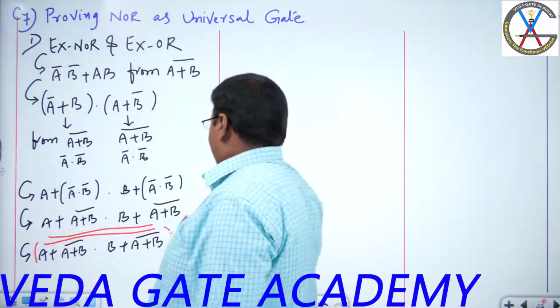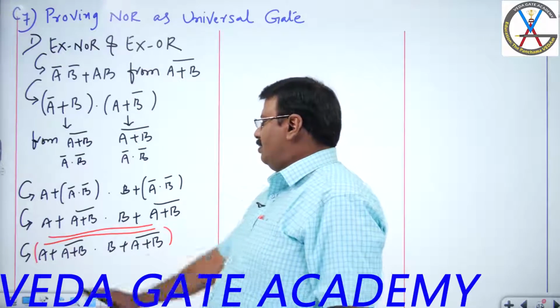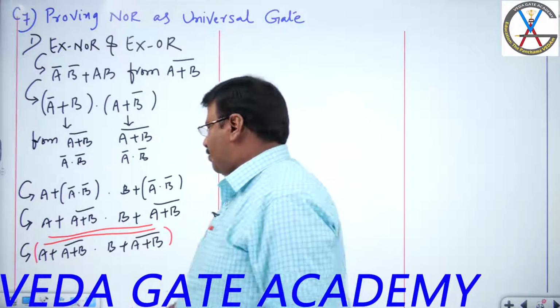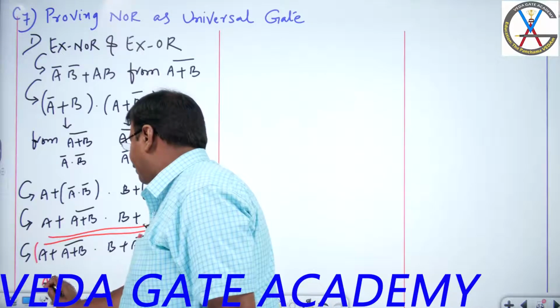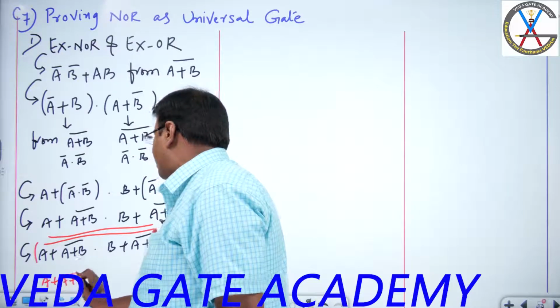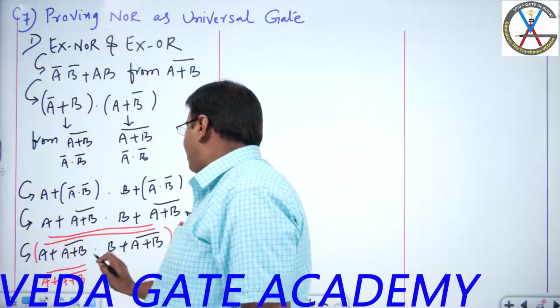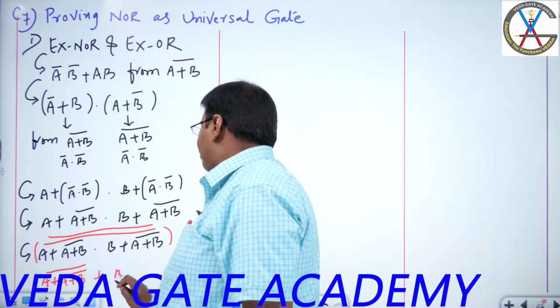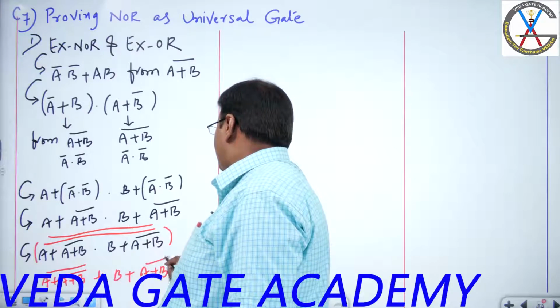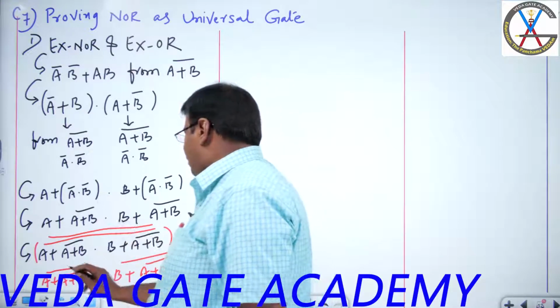Keep this first inverter here. Now tell me the output. A into B whole bar, nothing but A plus B whole bar. So expansion is A plus of A plus B bar, into becomes plus B plus of A plus B bar, the upper bar remains the same.